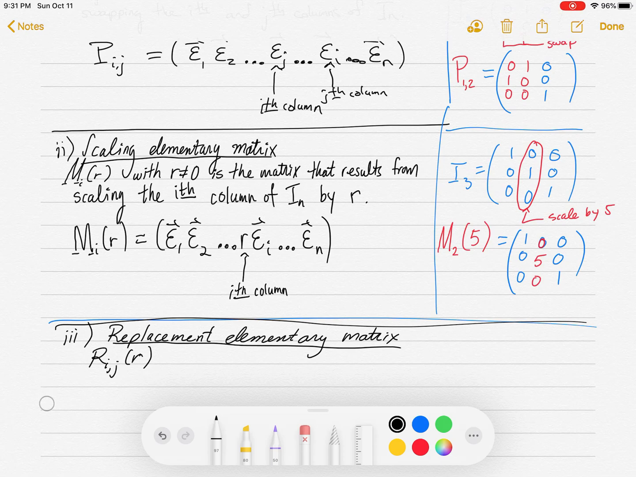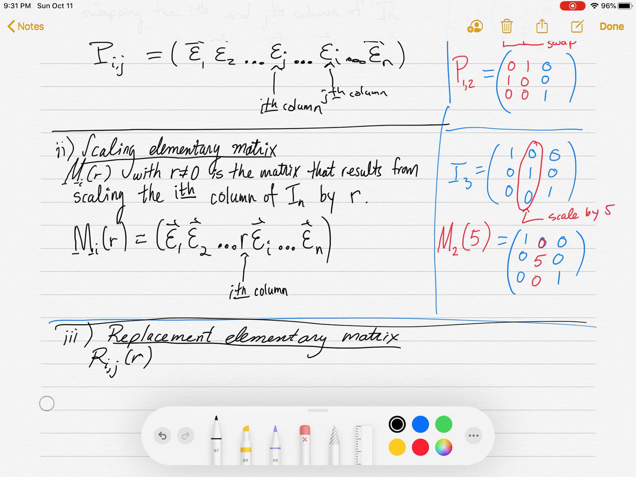So replacement elementary matrix, we designate this as capital R for guess what? Replacement. R sub ij, comma r. So r is going to be a scalar, little r. Big R is a matrix, little r is a scalar. What we're basically going to do is start off with the identity, and we're going to multiply, no, I want to say this right. You want to multiply the ith column by r, and add it to the jth column to get a new jth column.